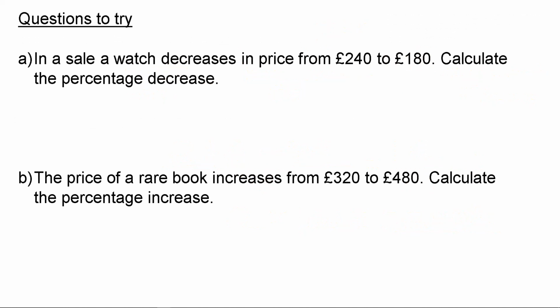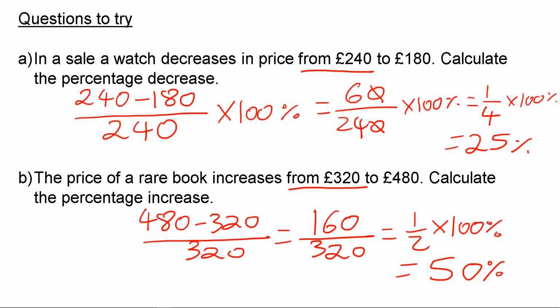Here are some questions for you to try. Please pause the video now and have a go at them, and when you're ready for the answers, press play. These are the answers. Now, you should have 25% and then 50%. Now remember, the first one's a decrease, so the original was 240, and the second one was an increase, so the original was 320.